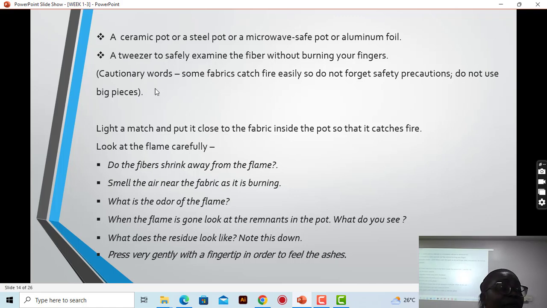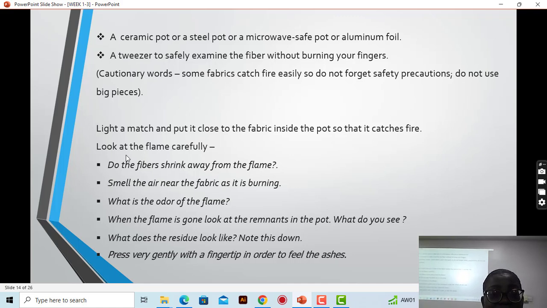So we are being advised that we do not use big pieces of fabric. If the fabric is the type that catches fire easily, it will catch fire in the room, and we also have fan and oxygen here, so it will catch fire properly for us. So you light a match and put it close to the fabric. That is the process of doing it. You put it close to the fabric inside the pot so that it catches fire. Please, over here, the pot does not really mean something that has a hollow part, but you can use something that has a hollow part, with the mind that when it is burning, it is covered, so it doesn't spread to somewhere else.